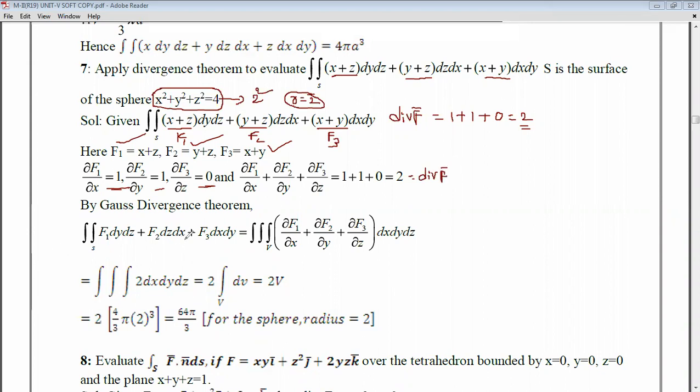And now you can substitute that by using the Gauss divergence theorem. So the integral of f bar dot n bar dS, in other words, we can write f1 dy dz plus f2 dz dx plus f3 dx dy, is equal to the triple integral of divergence f bar dx dy dz, or simply we can write the integral of dV. So we substituted here, divergence f bar is nothing but 2, so we substituted 2 and dV as this. So the integral of dV is nothing but V.